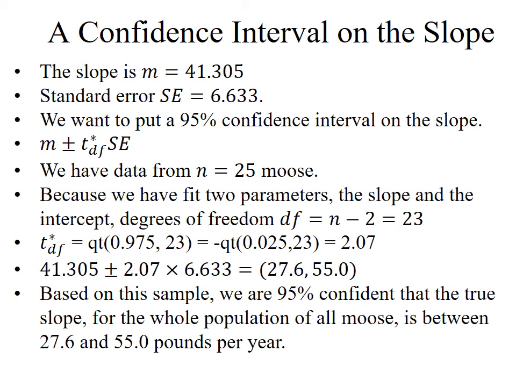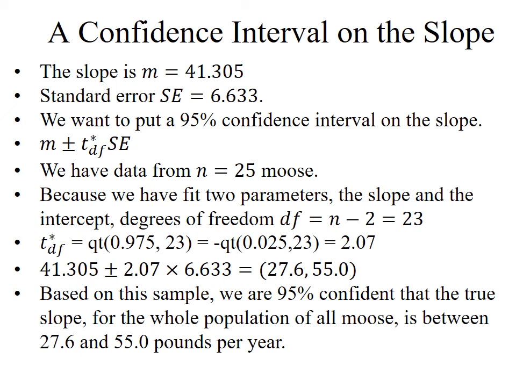Okay, so again, the interpretation of this is that based on this data, this sample of 25 moose, we are 95% confident that the true slope, meaning if I were to measure the whole population of all moose in this region and measure their weights and their ages and find the slope of that, we are 95% confident that the slope of the whole population will be between 27.6 and 55.0 pounds per year. That's kind of interesting.